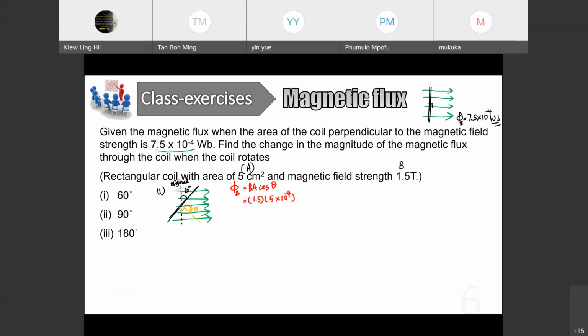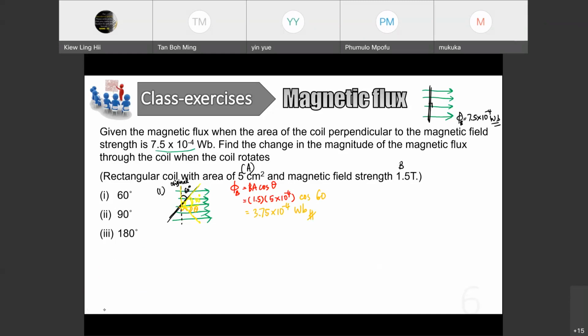Okay, so from here to here, from here to here, 90 degrees. So this one is 30 degrees, right? And from here to here, this is also 90 degrees. So if here is 30 degrees, your theta will be 60 degrees. Okay, so cos 60. Then you get 3.75 times 10 to the power of negative 4 Weber.